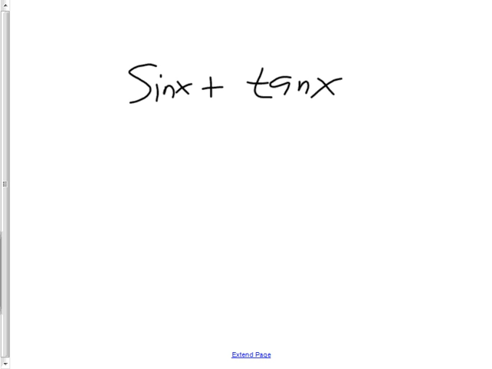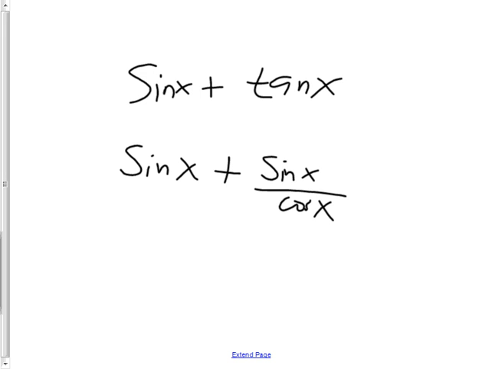Give you a hint. Replace the tangent x with something else. Then factor something out. Replace tangent first. Sine x plus, what's tangent we replaced with? Sine x over cosine x. That's what tangent is, sine over cosine. Now do you see that there's a sine in both of them and therefore can be factored out? Sine comes out, and what do I have left? 1 plus, not just cosine.